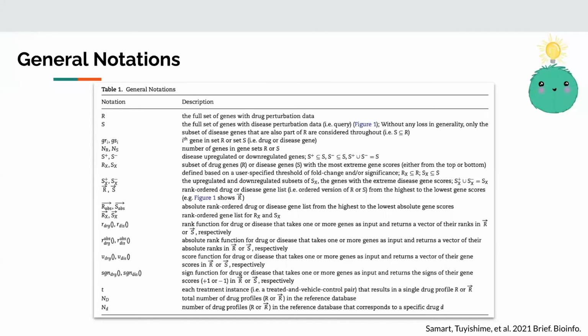In order to address the inconsistency issue, we came up with a unified set of notation for all the fundamental quantities and terms that are used by all the methods. And this is the final general notation table that we came up with. And we use this general notation to redefine all the scores.